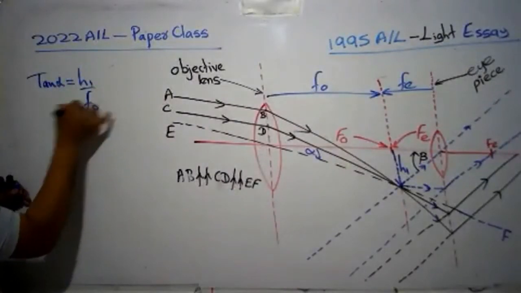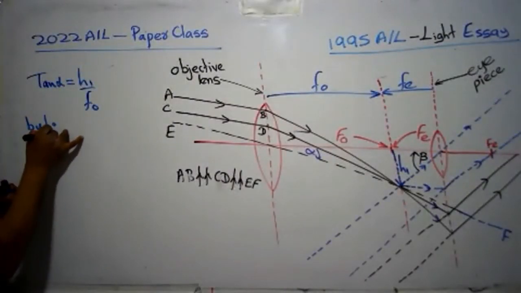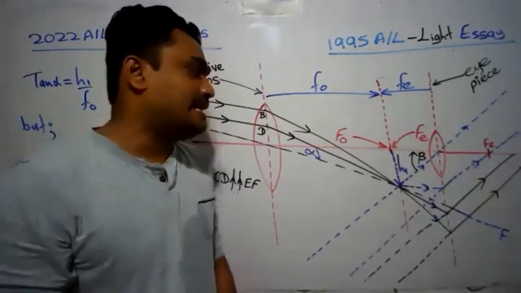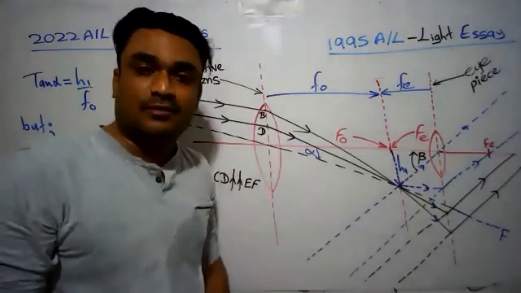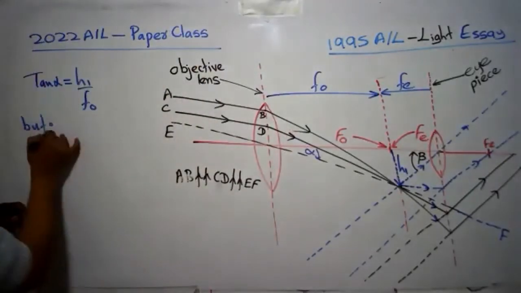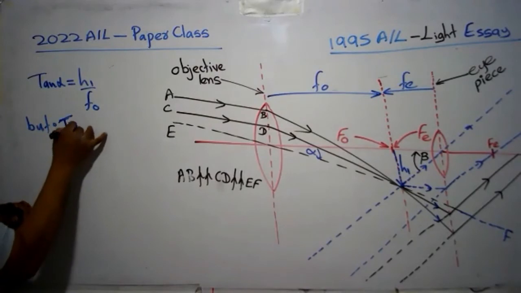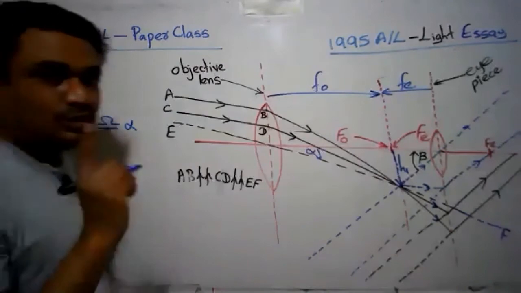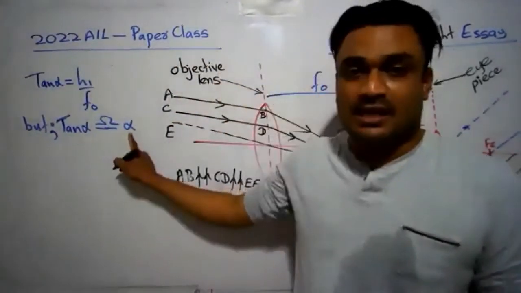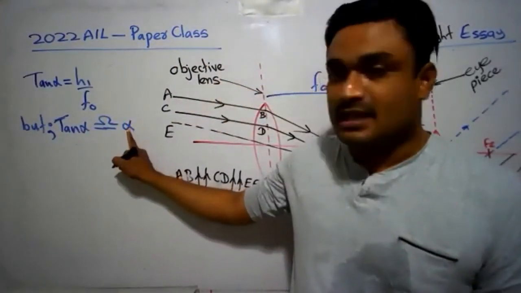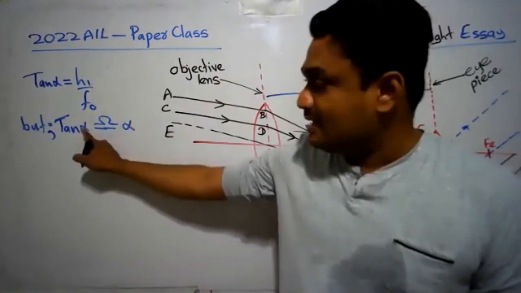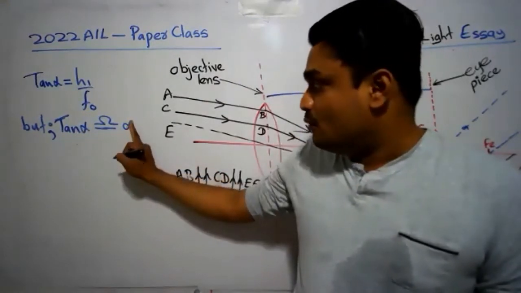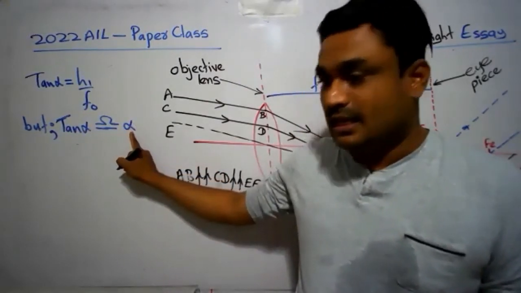H1 over F naught. But this angle alpha is very small. It means it's less than 10 degrees because the object is far away from the telescope. So we can write that tan alpha is approximately equal to alpha. But here you should remember that this angle alpha must be kept in radians. When an angle is kept in radians, if that angle is less than 10 degrees, the tan alpha value and the value of alpha in radians will be equal.